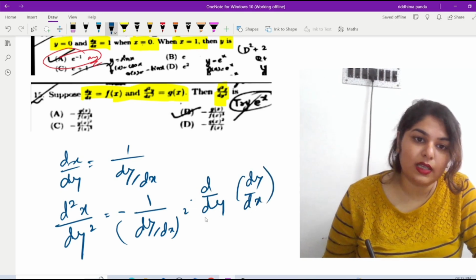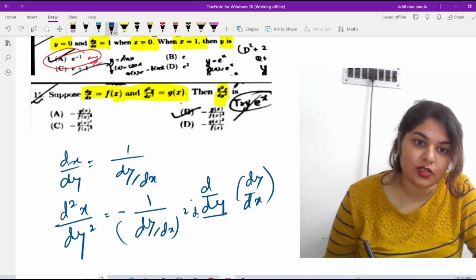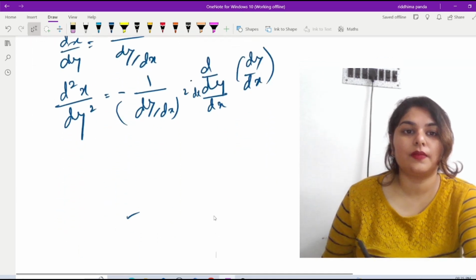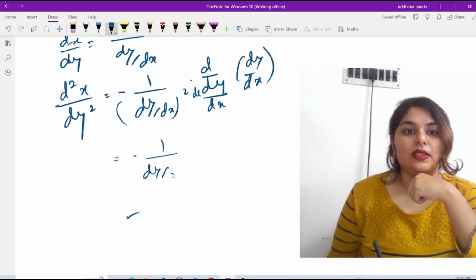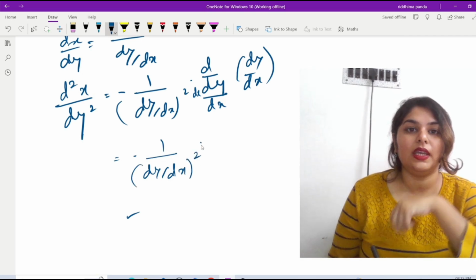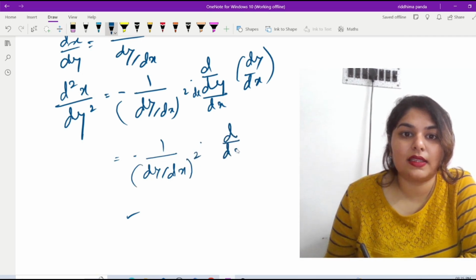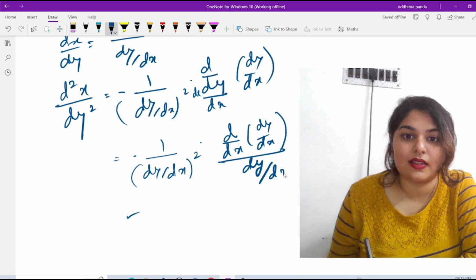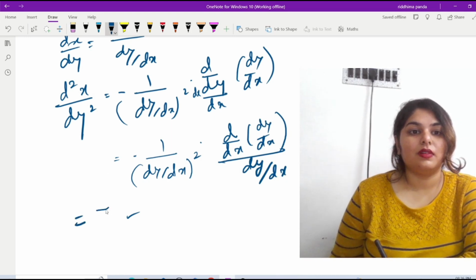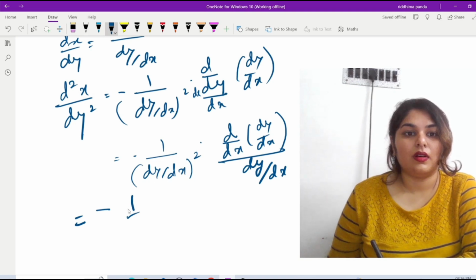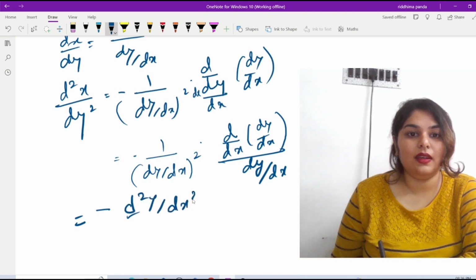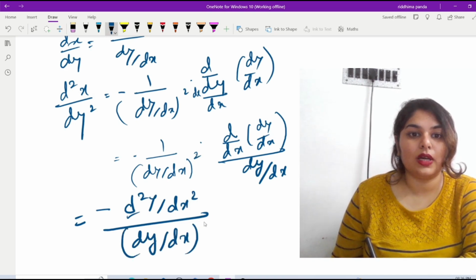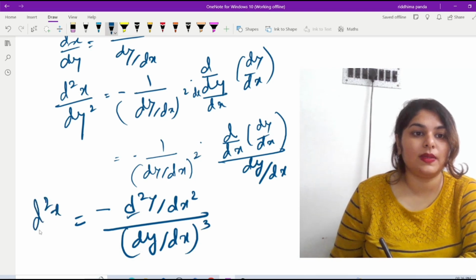Correct? Now let us multiply and divide by dx. So now this can be written as minus 1 by (dy by dx) whole square into d by dx of dy by dx divided by dy by dx. Correct? So minus d2y by dx square divided by (dy by dx) whole cube, right? 2 into 1, so whole cube. This is our d2x by dy square.